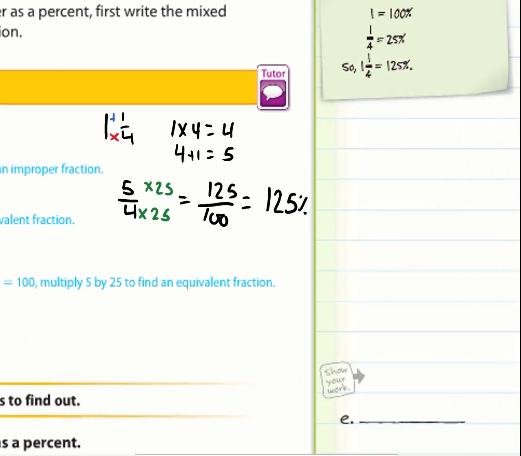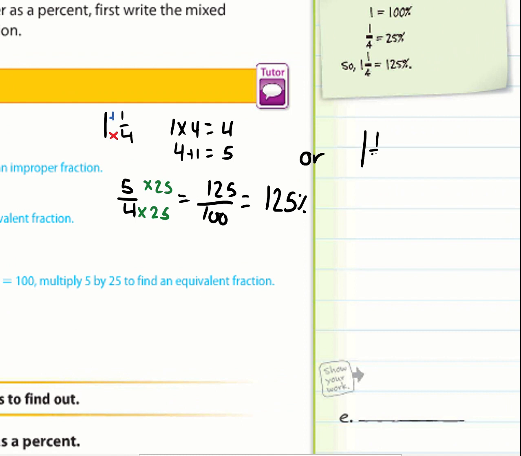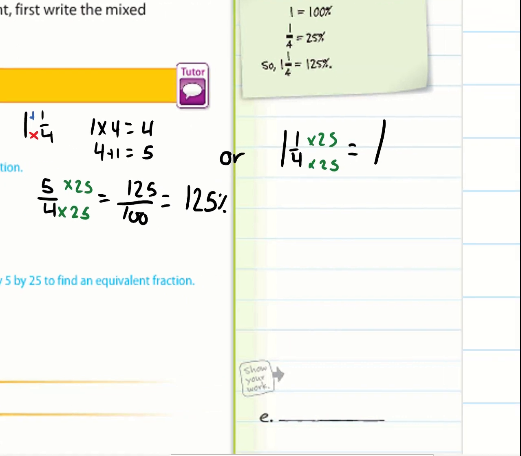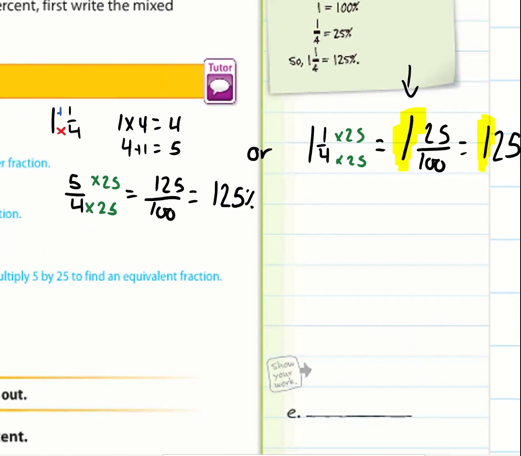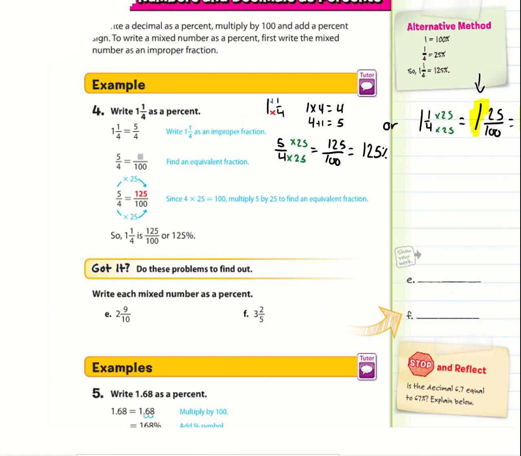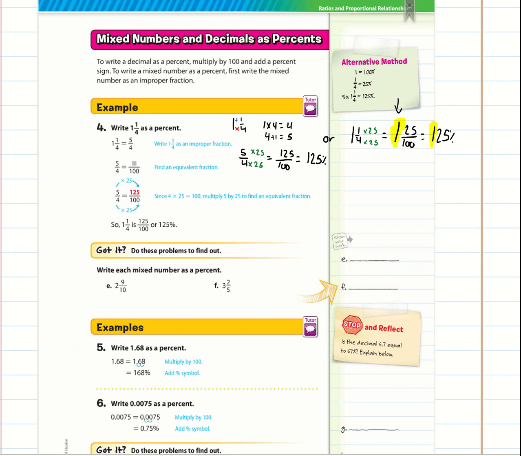Now, if you didn't want to do that step, so this is an OR, so 1 1/4, if you just did the same to the mixed number, we have 1 and 25 over 100. As long as you remember to include the whole as 100, making 125, you can do that. But you have to remember that if you don't want to change it to an improper fraction. So go ahead and try E and F.